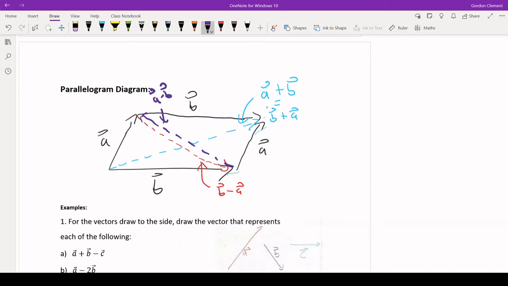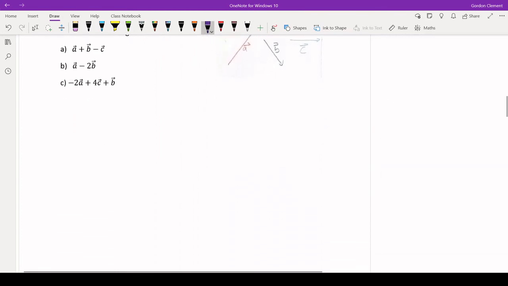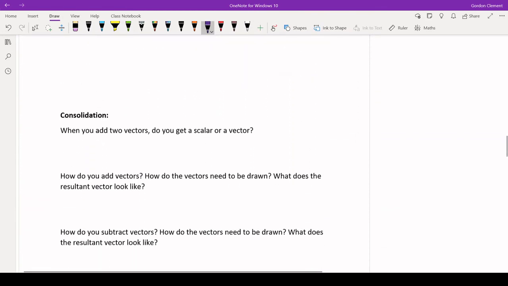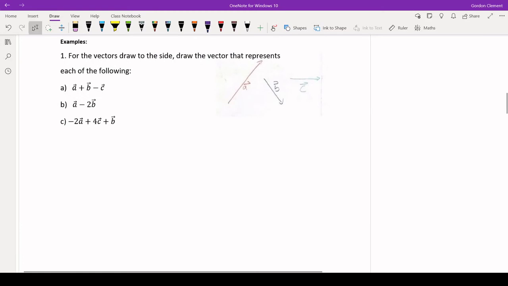Okay, so with all that, you can go ahead and try these ones. I'm going to take them up in this video so we can see what they look like. So for the vectors drawn to the side, draw a single vector that represents each of the following. So we're going to try and represent A plus B and then subtract C. So there's a few ways to do that. So again, you can pause and then come back and watch me do it.